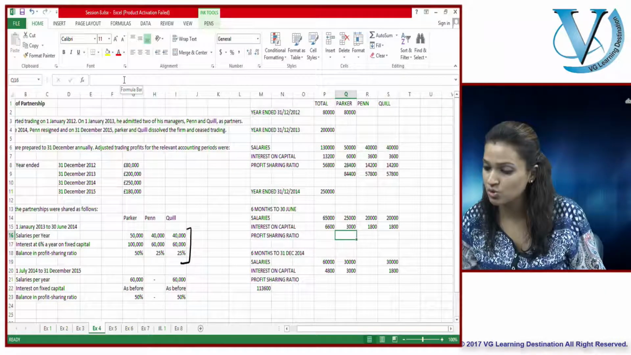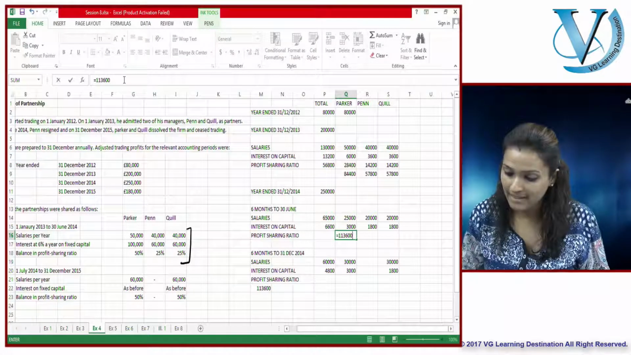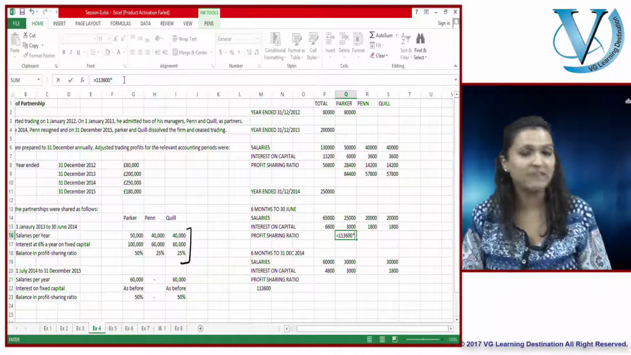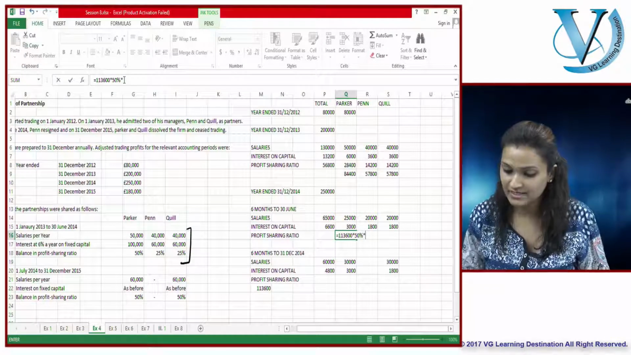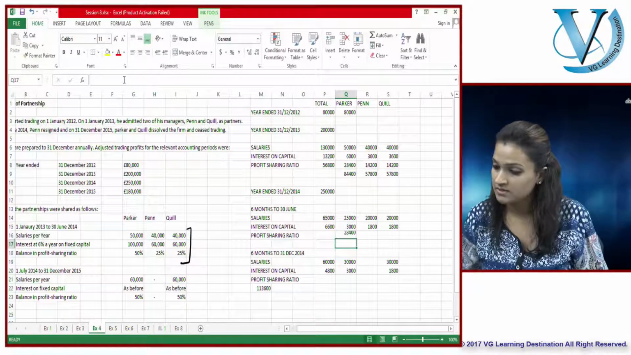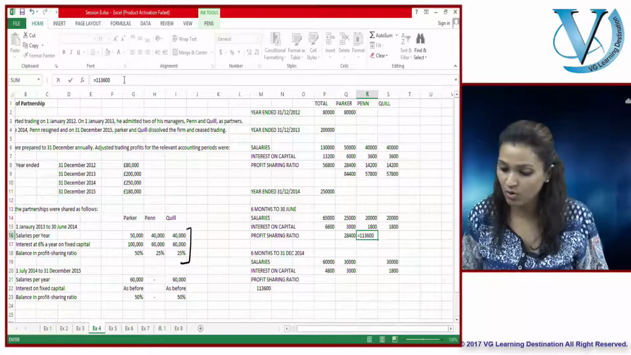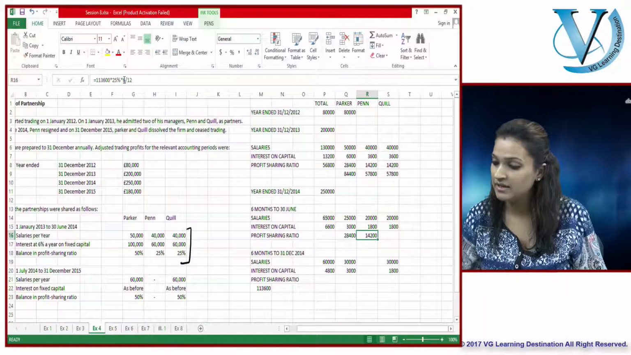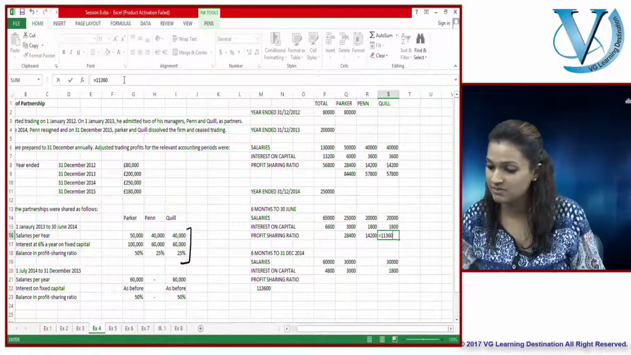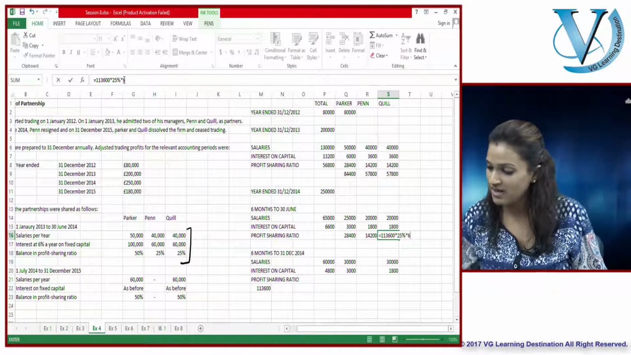This is equal to 113,600 multiplied by the profit sharing ratio, which was 50, 25 and 25. So 50%, however, only for a period of 6 months. Similarly, this comes out to be 113,600 multiplied by 25% for a period of 6 months. So 6 divided by 12. Similarly, here it comes out to be 113,600 multiplied by 25% multiplied by 6 by 12.